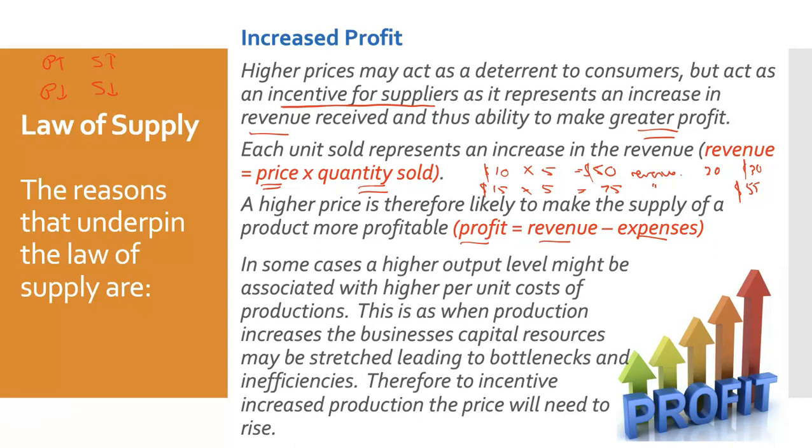Now, in some cases, we need to understand a little bit more. Higher outputs might result in higher per unit costs as we're starting to stretch our capital resources. There might be bottlenecks and inefficiencies, so that actually might not be as much of an incentive to increase production as price rises. But remember that assumption, all things being equal, we're going to keep all the other variables constant, so we're going to essentially ignore this realistic outcome in this video today.